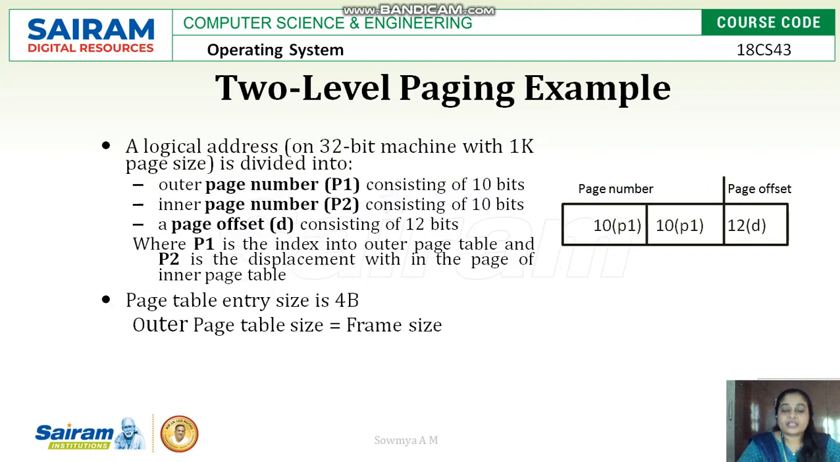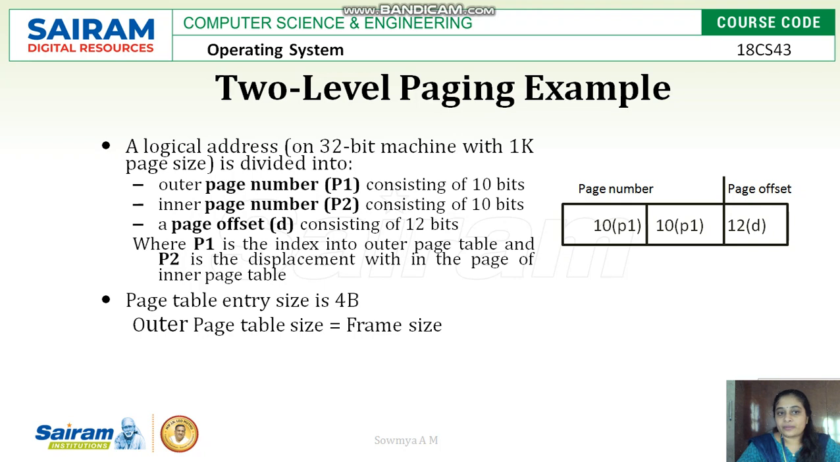So using this 2-level paging method, again your 2-level paging method is divided into inner page number and outer page number. We have seen hierarchical page entry or hierarchical page number. You had outer page table and then inner page table. The page number here is divided into 2 parts with 10 bits each.